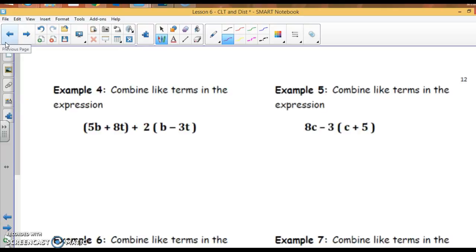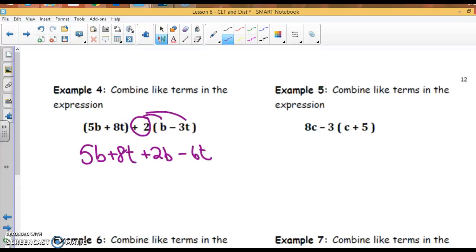All right, now, sometimes in combining like terms or simplifying, you'll need to distribute first. Remember, you need to multiply before you add. My Dear Aunt Sally. So, this first quantity is just really 5b plus 18. I bring that down. Positive 2 times b is positive 2b. Positive 2 times negative 3t is negative 6t. Now I've used the distributive property. Now I need to combine like terms. Let's see what I can add together. 5b plus 2b is 7b. Positive 8t minus 6t is positive 2t, so plus 2t. And then that's it. Our answer is 7b plus 2t.